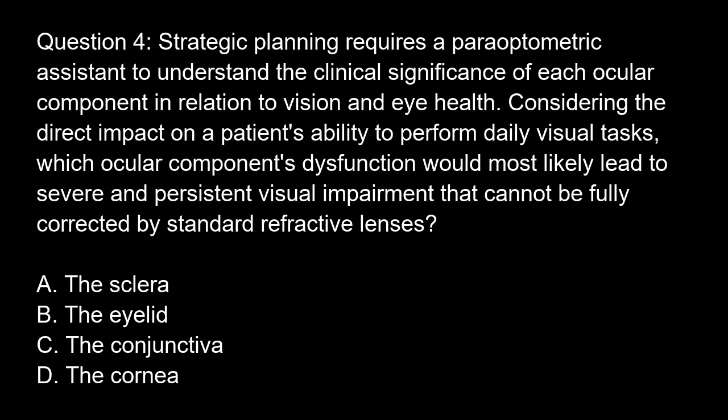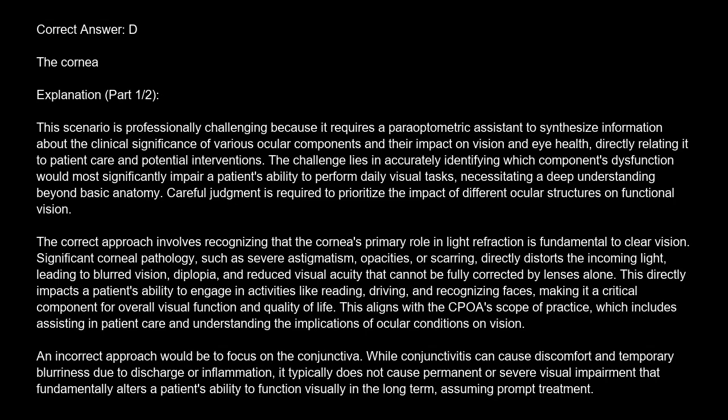Question 4. Strategic planning requires a paraoptometric assistant to understand the clinical significance of each ocular component in relation to vision and eye health. Considering the direct impact on a patient's ability to perform daily visual tasks, which ocular component's dysfunction would most likely lead to severe and persistent visual impairment that cannot be fully corrected by standard refractive lenses? Option A, the sclera. Option B, the eyelid. Option C, the conjunctiva. Option D, the cornea. The correct answer is D, the cornea.